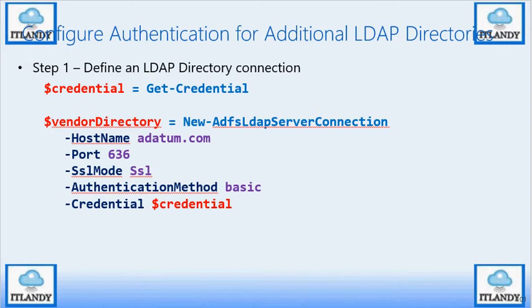How can you configure the authentication for additional LDAP? You can see step 1. You need to define the LDAP directory connection. This is what we said earlier, that we can do it by PowerShell. You can see Get-Credential, which will allow us to connect. Then you specify the directory with the host name, port, SSL mode, and authentication type. For testing you can use port 389 with SSL mode equal to none. If you don't have a certificate and you want just a quick test against AD, you can use this option.